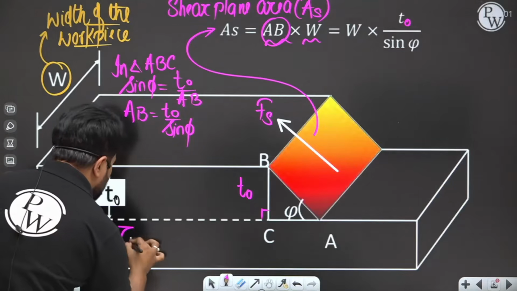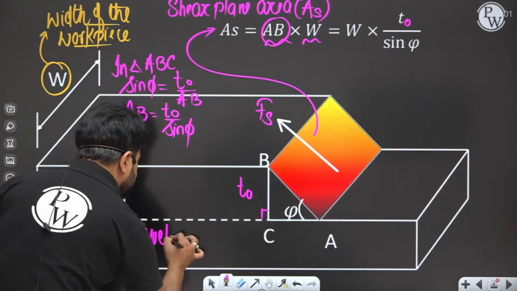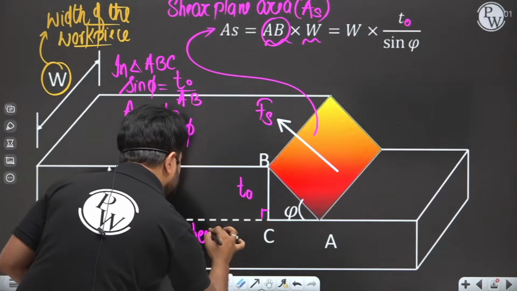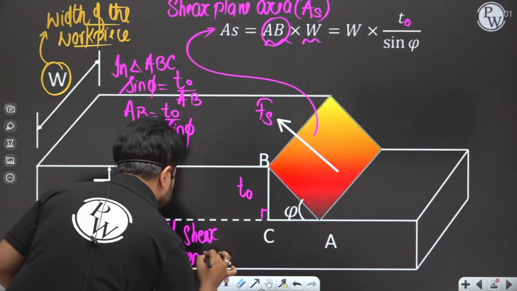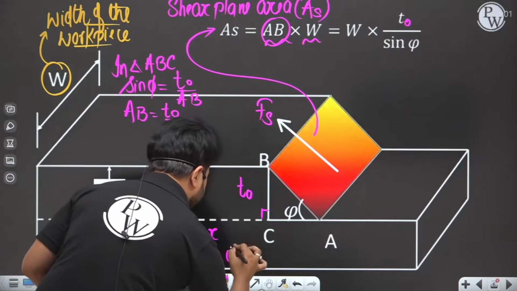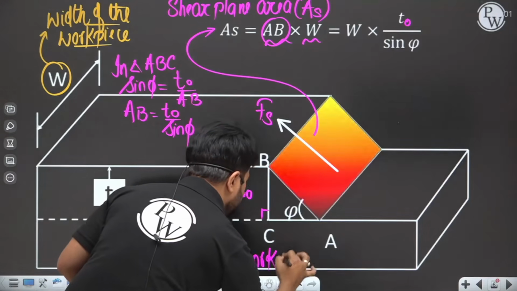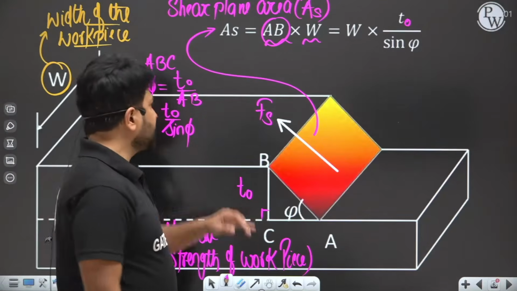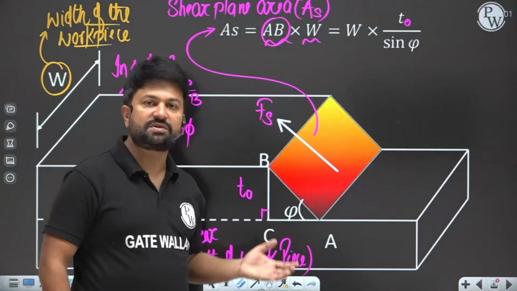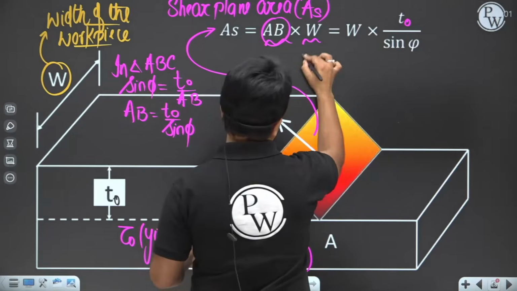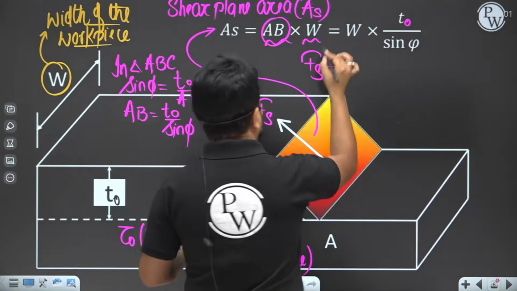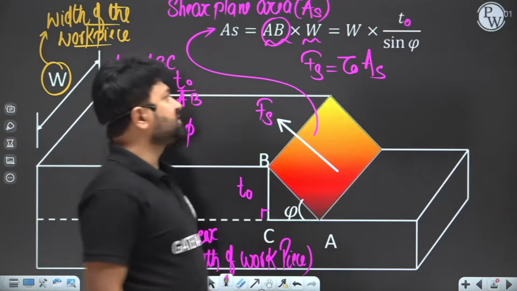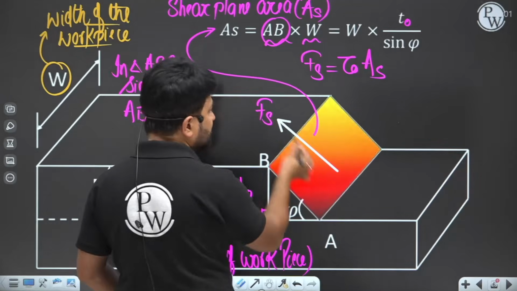Suppose that tau naught, the yield shear strength of the workpiece, is given. Can you find out the required amount of shear force? Yes, the required amount of shear force will be tau naught into AS. This is the required amount of shear force to break the crystal structure.